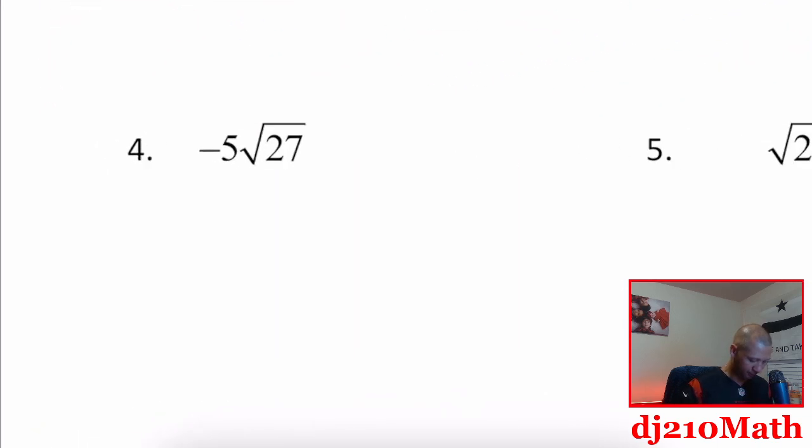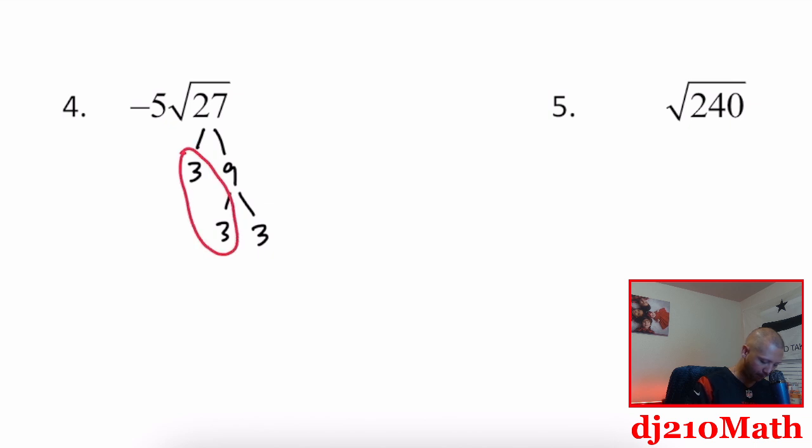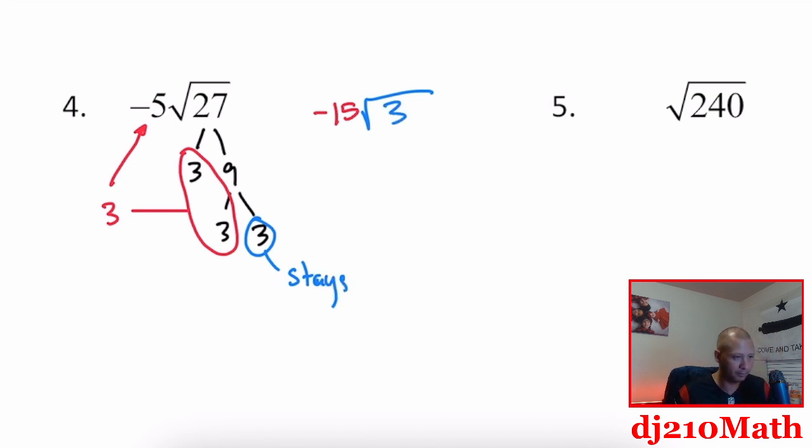Let's try another one. 27. 27 is really 3 times 9. 9 is 3 times 3. So what gets pulled out? A pair of 3s. So this goes out as a single 3, and it gets multiplied by whatever's in front. So 3 times -5 is -15. What's left behind is the single, which stays. So square root of 3. So -15 root 3. That's our answer.